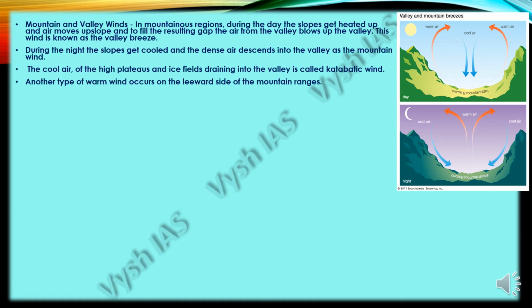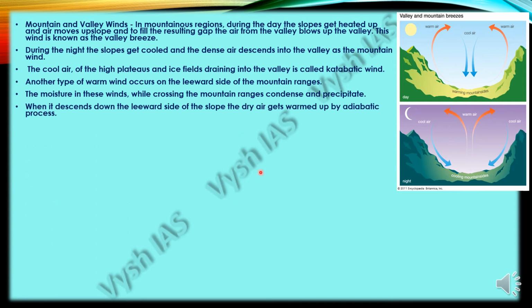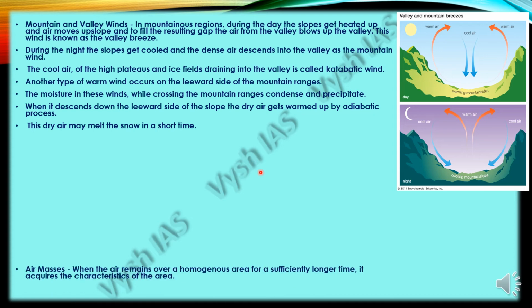Another type of warm wind occurs on the leeward side of the mountain ranges, the rain shadow area. The moisture in these winds, while crossing the mountain ranges, starts to condense and precipitate. Obviously rainfall occurs, as we read in the earlier chapters. When the air descends the slope, the dry air gets warmed by the adiabatic process. This dry air will sometimes melt the snow in a very short time.